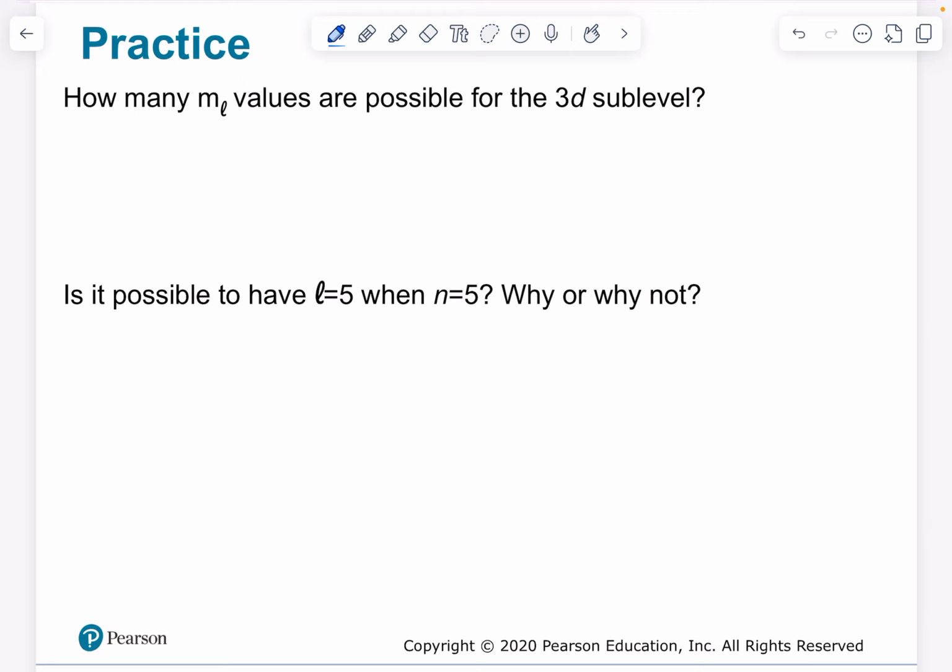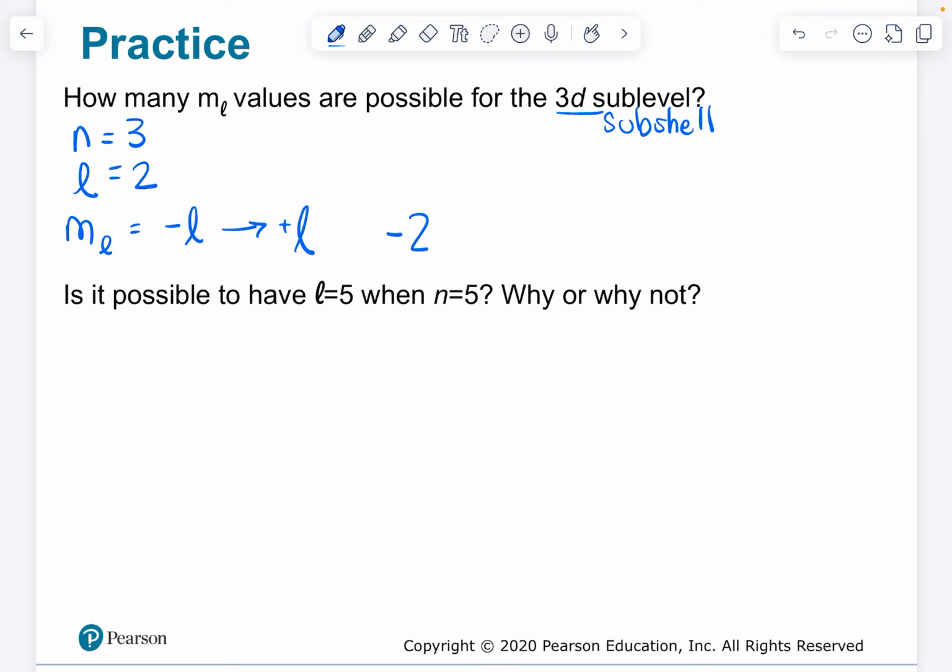Okay, how many M sub L values are possible for the 3D subshell, sublevel? I usually call these subshell. Okay, 3D means n equals 3. D means L equals 2. And remember, M sub L should be negative L through positive L, or negative 2, negative 1, 0, 1, 2. So 5 M sub L values, meaning that the 3D subshell has 5 orbitals in it.